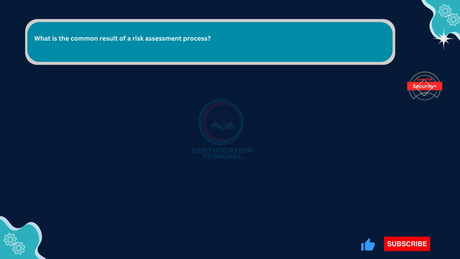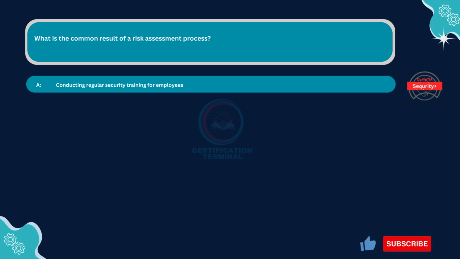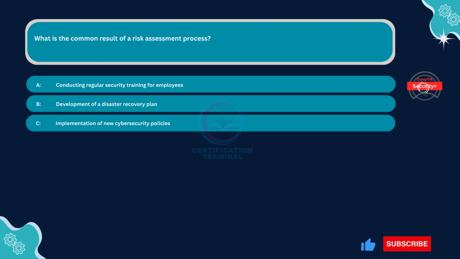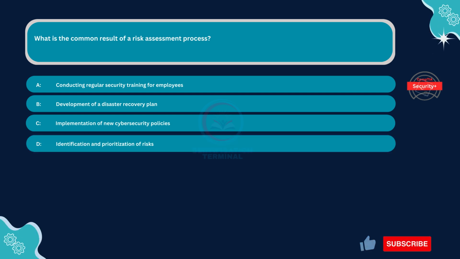Next question. What is the common result of a risk assessment process? Option A, conducting regular security training for employees. Option B, development of a disaster recovery plan. Option C, implementation of new cybersecurity policies. Option D, identification and prioritization of risks.